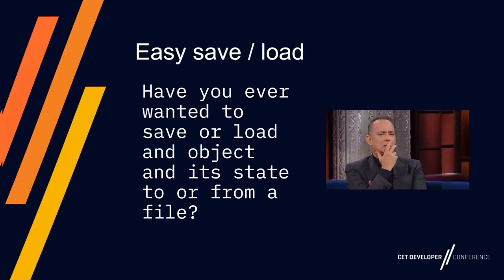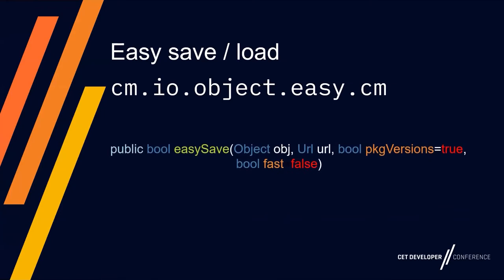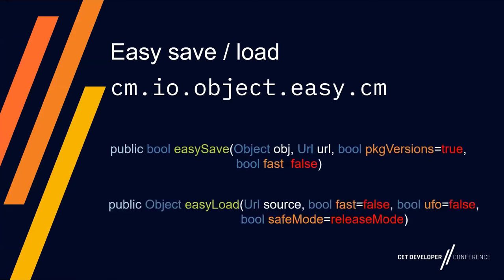So to start off, this package here, CMIO, in this file, easy.cm, is the source of the first two functions that I'd like to call attention to. And these are quite powerful functions: easy save and easy load. Both are very simple to use. They take an object and a URL, and they'll either stream it to disk or load it from disk for you and give it back to you in code for you to work with. It takes that object in the state that it is at that time, so anything that's been done to it is saved.